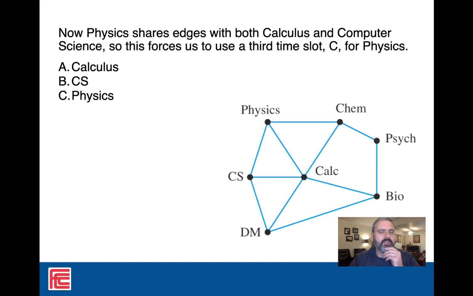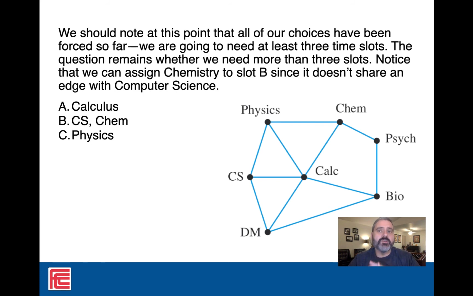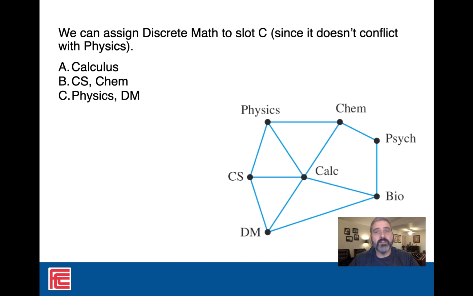So now, at this point, we have 3 time slots. The question is, do we need any more than 3 time slots? Let's see if we can start fitting in other stuff. Like chemistry, for instance, has no conflict with computer science. So chemistry can go into time slot B. Done. If we look at the next one, we can see that discrete math doesn't conflict with physics. So discrete math can go into time slot C.